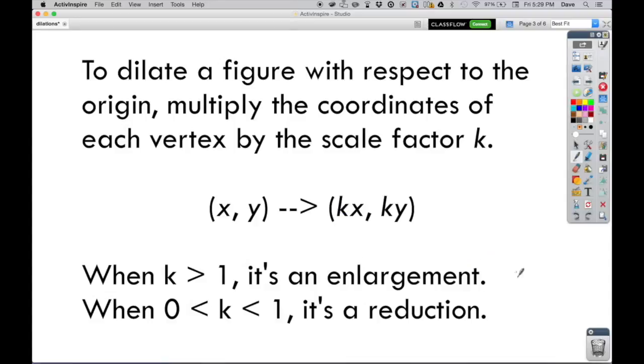And that leads us down to this small note here, but it's an important one: when that scale factor is bigger than 1, it's going to be an enlargement. So if it's 1.2 or 2, you know it's going to be an enlargement because the scale factor is larger than 1. But then anytime that scale factor is somewhere between 0 and 1, some fraction, then it's going to be a reduction. 1/2, 1/4, 2/3. It's going to make the object smaller.